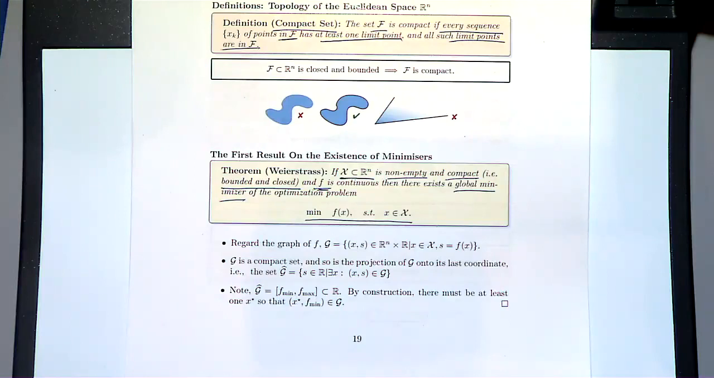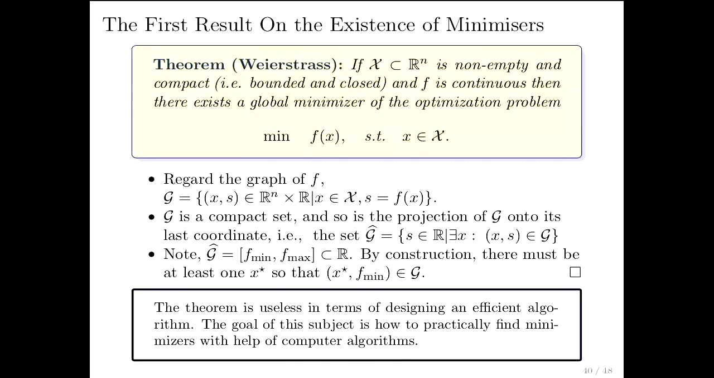Now, it's a theorem which might help us characterize a solution and check if such a solution exists. It is useless in terms of constructing methods. Because to be able to construct a method using this theorem, we have to go and evaluate the value of the function for every single point. And that was the whole point that we were talking about. It doesn't make any sense.